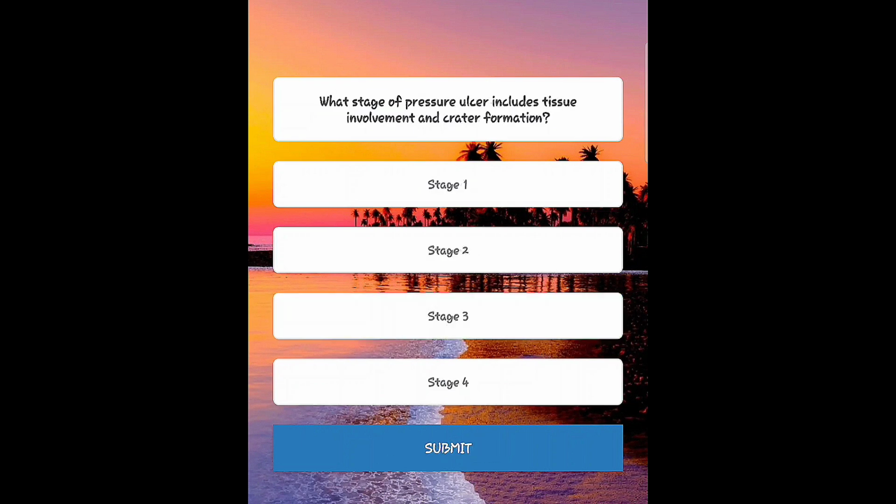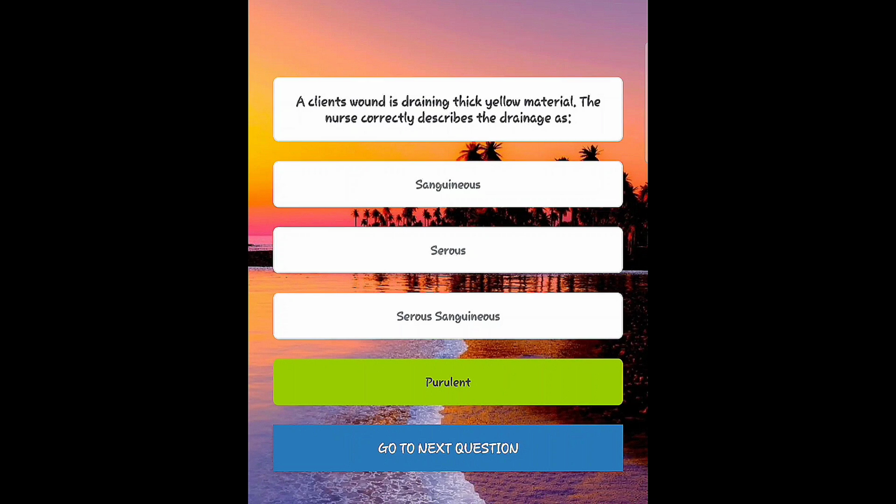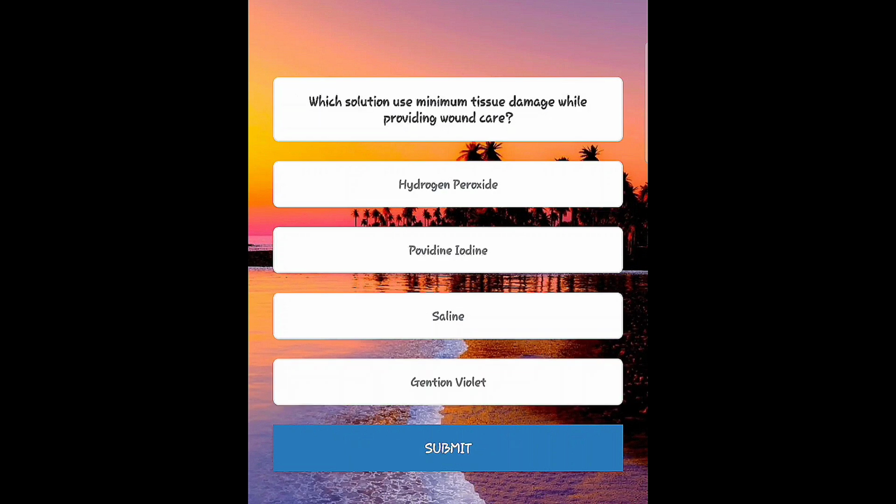Yes, correct. What stage of pressure ulcer includes tissue involvement and crater formation? That should be stage 2. Okay, the next question says a client's wound is draining thick yellow material. The nurse correctly described the drainage as purulent, of course. I don't want this video to be too long, that's why I'm not bothering to explain the remaining options, because you can check more about the other options if you are unsure which answer to choose.